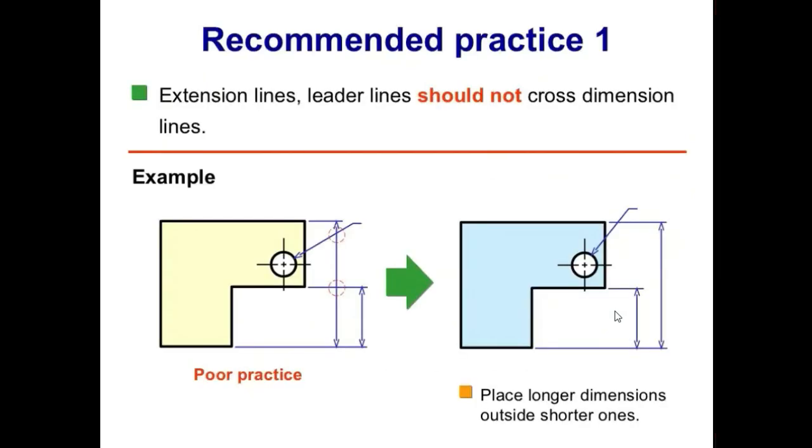Now is the placement of dimensions. Let us see the practices. This is the poor practice, that one dimension line is crossing or interfering with the other one. Rather, it can cross the extension line.